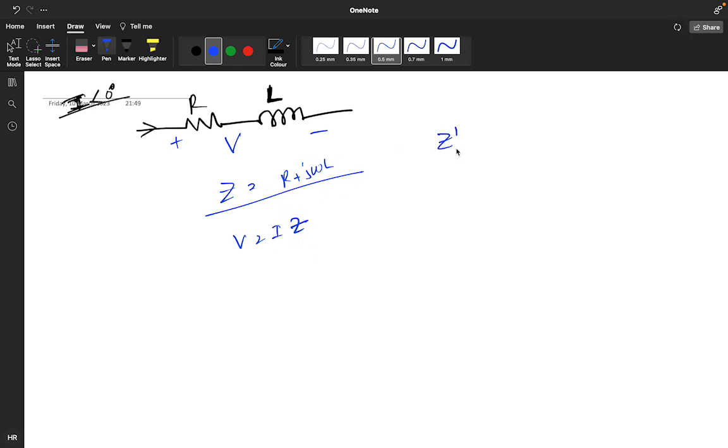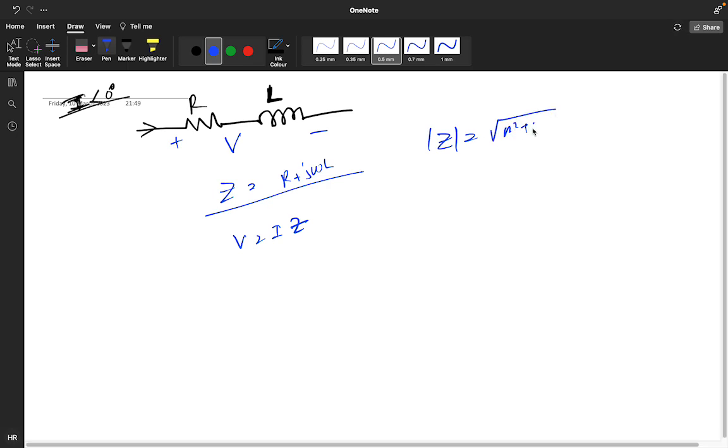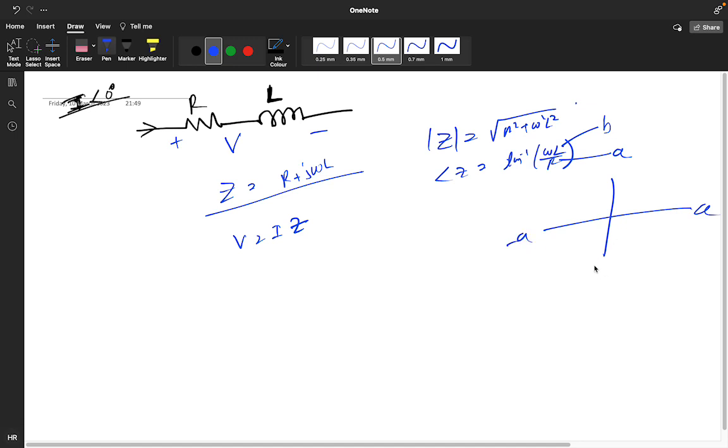What is the magnitude and polar form? Mod of Z equals root under R square plus omega square L square. And the angle of Z will be tan inverse omega L by R. Now suppose omega L is B and this is A. So it is A, it is minus A, it is minus B, it is B. So the angle will be in the first quadrant only. Whatever value you put, the tan inverse angle will be in the first quadrant only.